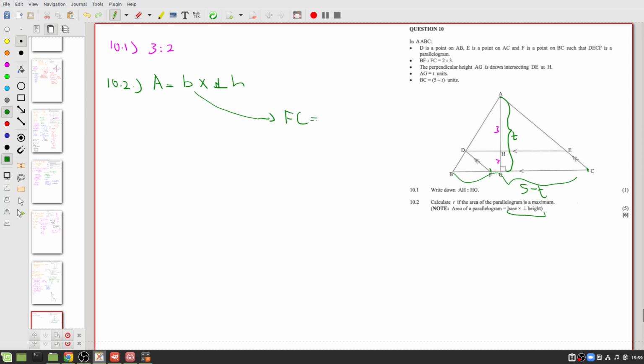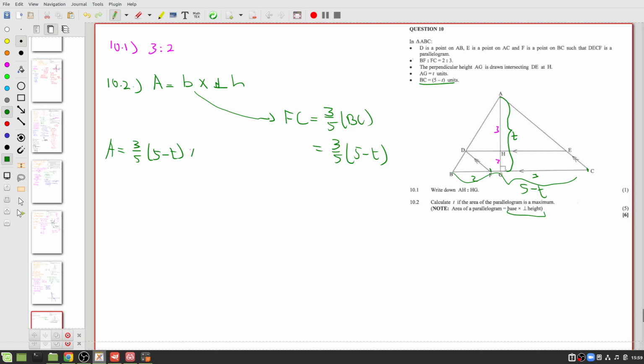Now, what is the value of FC? Well, we know this ratio is 2 to 3. So FC is 3/5 of BC, and we know what BC is. BC is 5 minus t. So FC is 3/5 of BC, and BC is 5 minus t. So that is our base. Okay, let's write the formula here with what we know. So that's 3/5, 5 minus t.